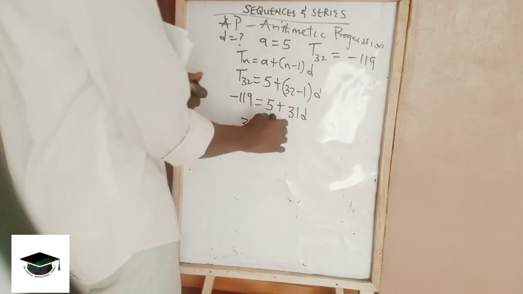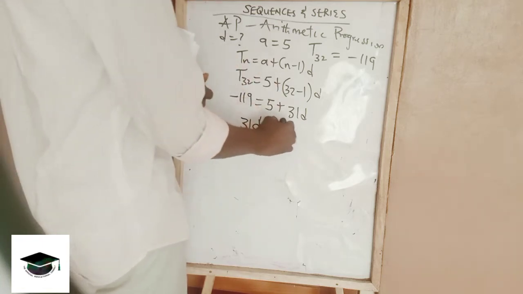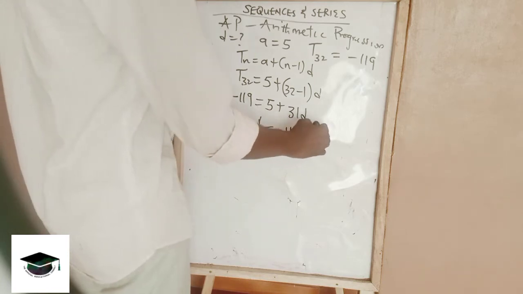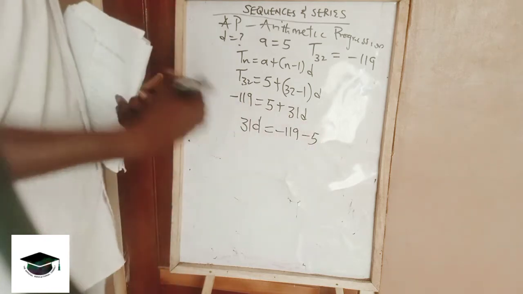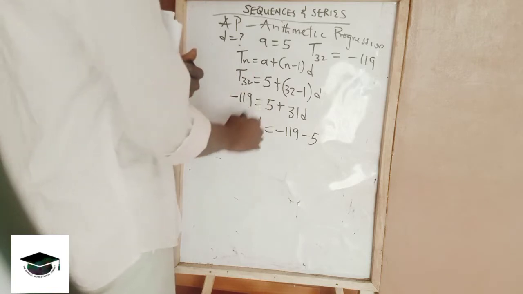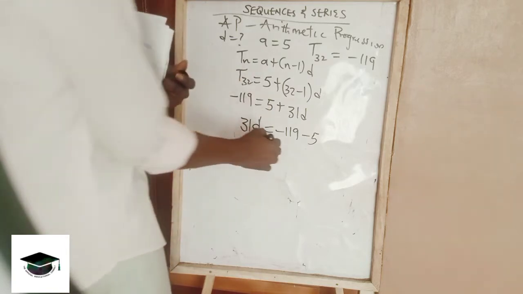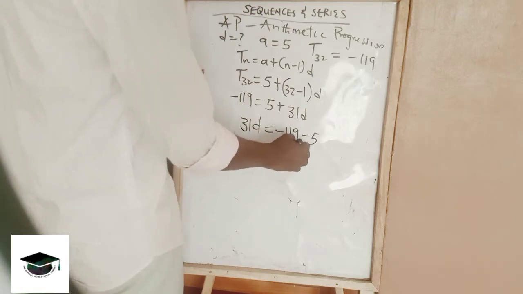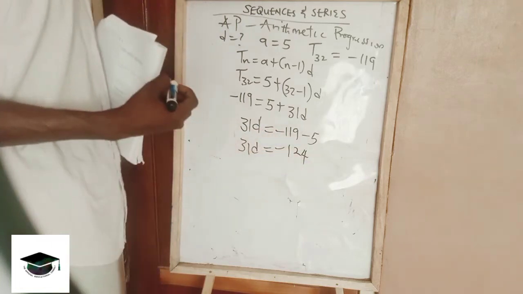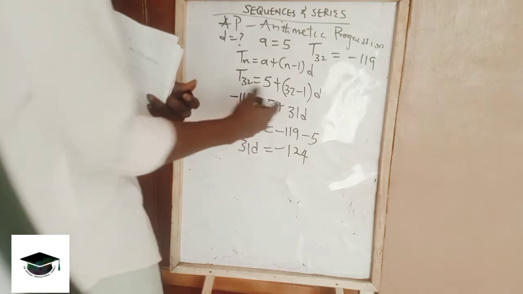Bring this to the other side. When you bring it to the other side, it will be minus. That's minus 119 minus 5, because plus we change to minus. So 31d equals to what? Now that's going to give you minus 124. Okay, yeah, it's minus 124.